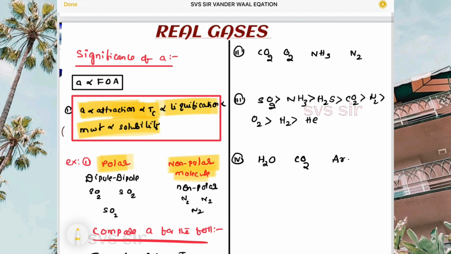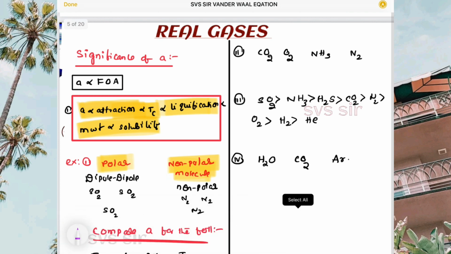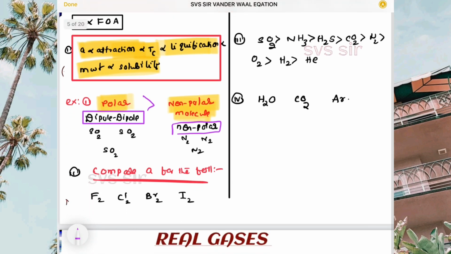Polar molecules have more A compared with non-polar molecules. In the case of polar molecules, we have dipole attractions like hydrogen bonds, etc. So here there are more attractions. In the case of non-polar molecules, we have weak attractions. Therefore, A is more for polar molecules. For example, compare A for the following.